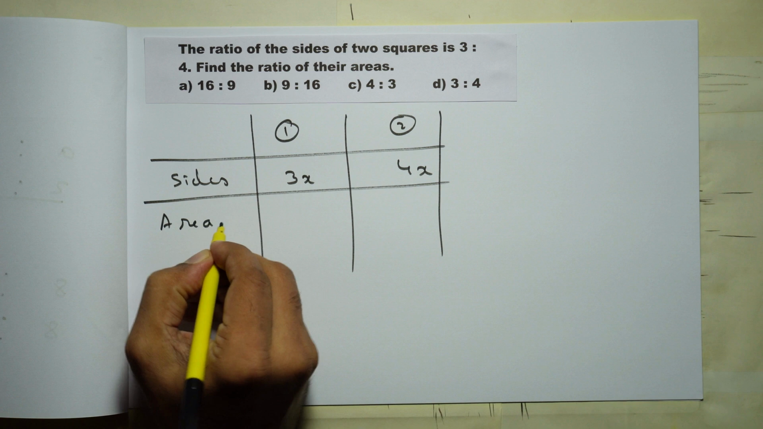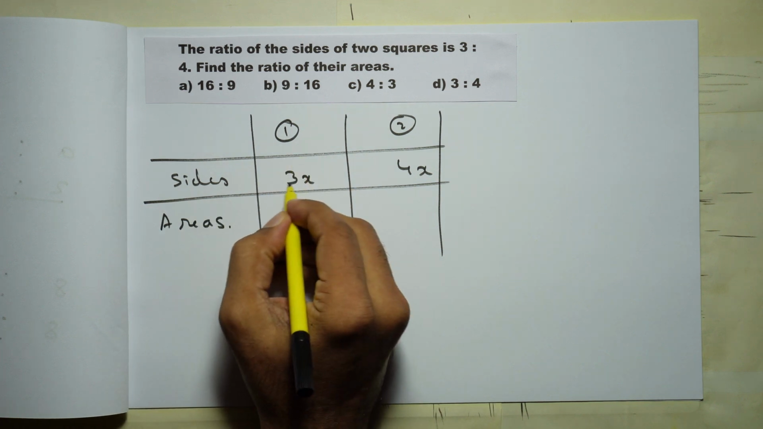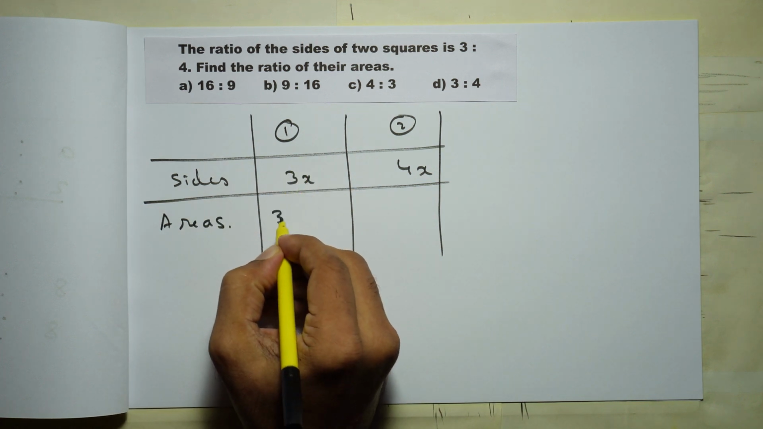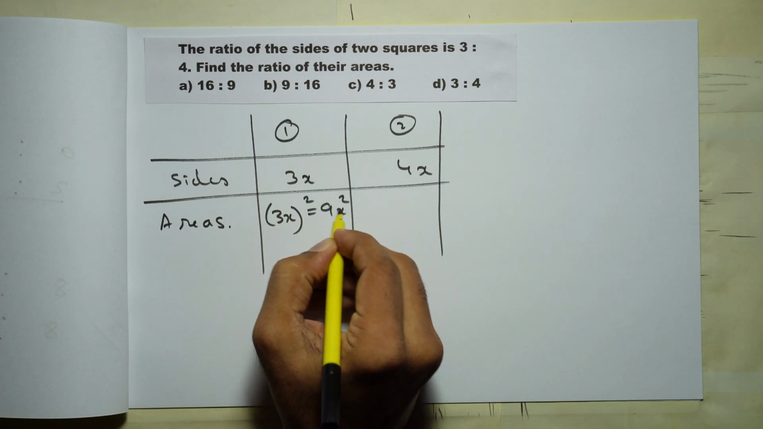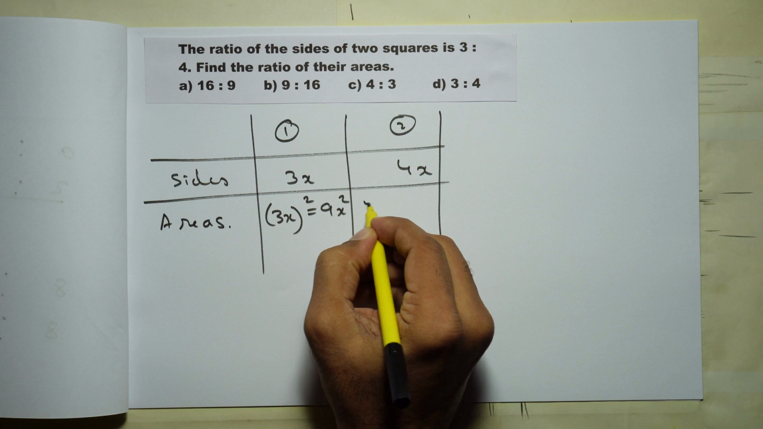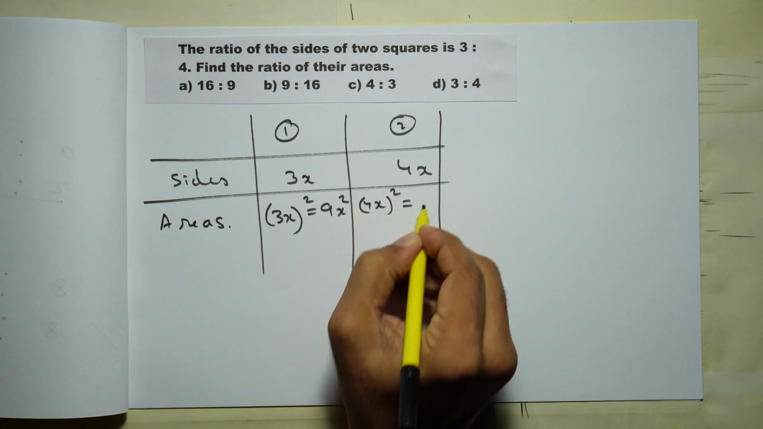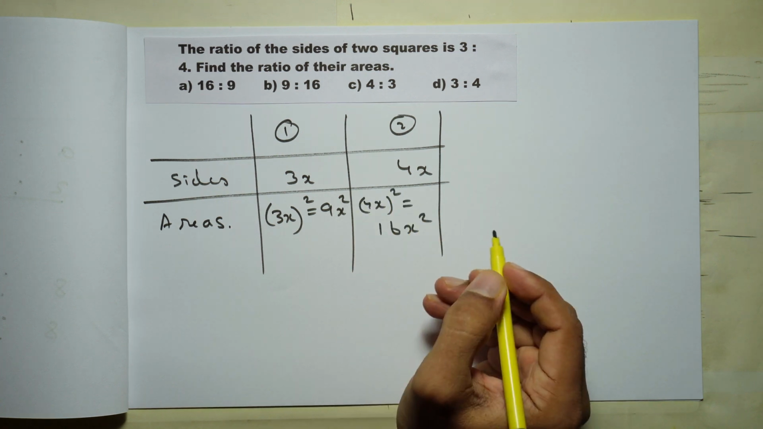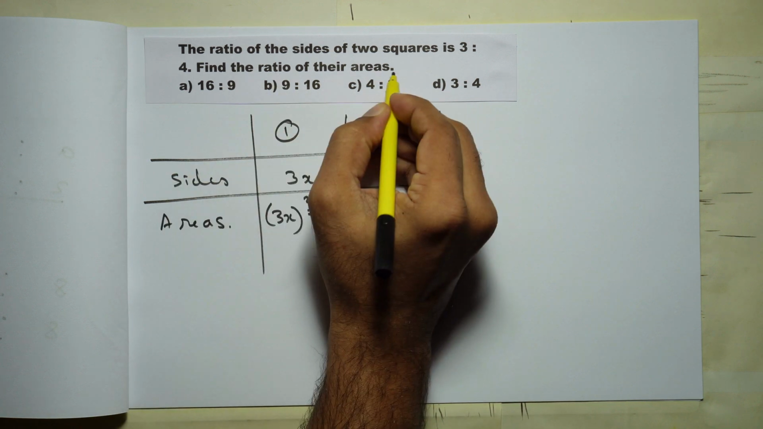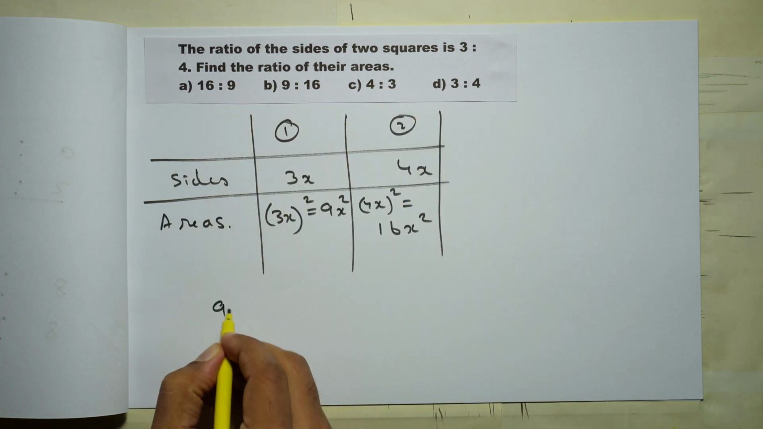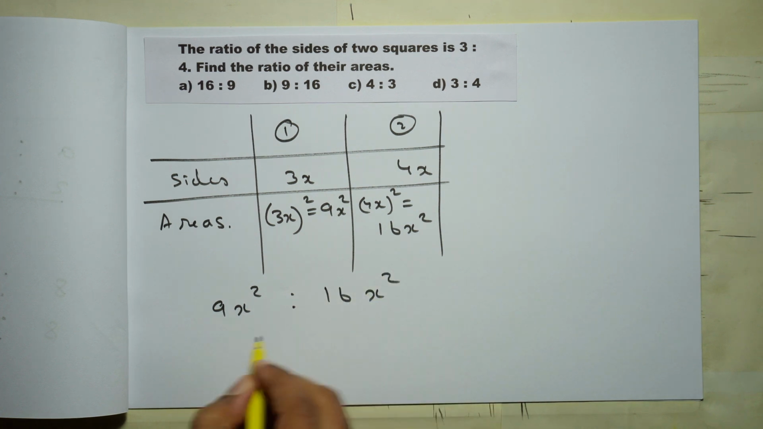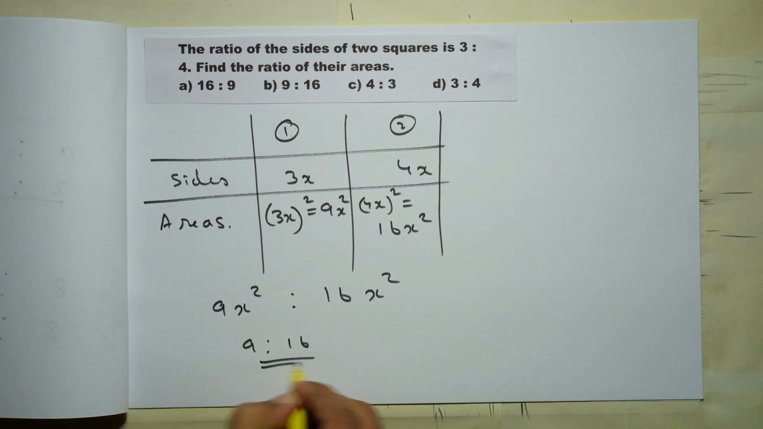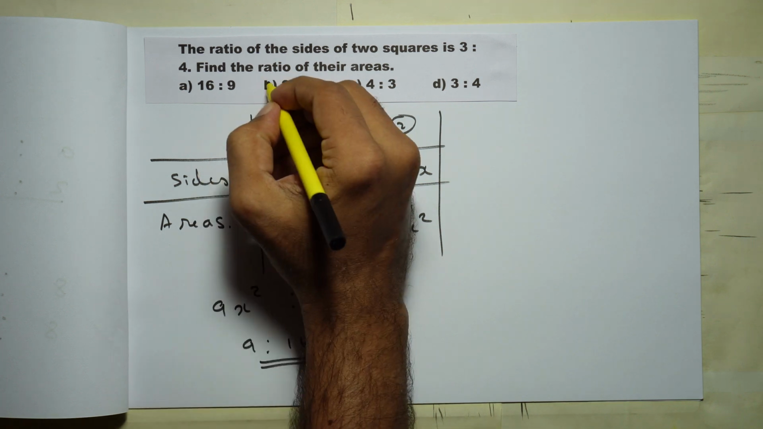Then what will be the areas? Side of a square is 3x, then its area will be 3x the whole square. So that you will get it as 9x square. This is 4x the whole square. That you will get it as 16x square. Now find the ratio of their areas. And their actual areas are 9x square and 16x square. So that is same as 9 is to 16. So ratio of their areas is 9 is to 16. That is option B.